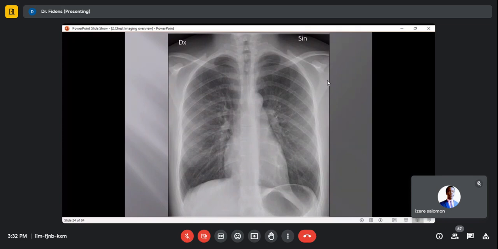And I ask you another question. Is this in rotation or not? No rotation. There was no rotation. Why?